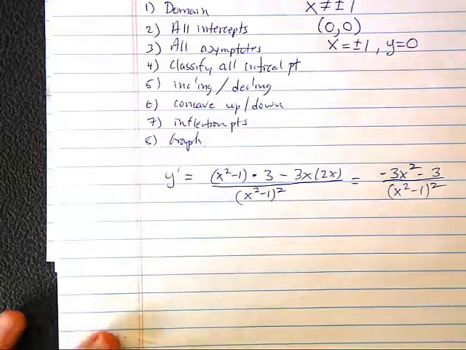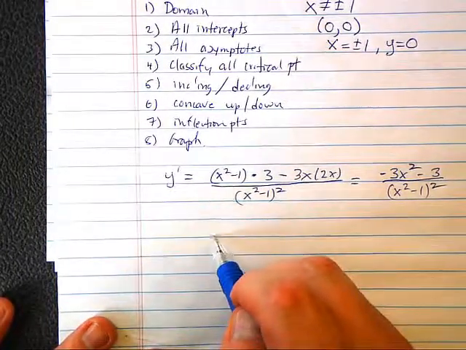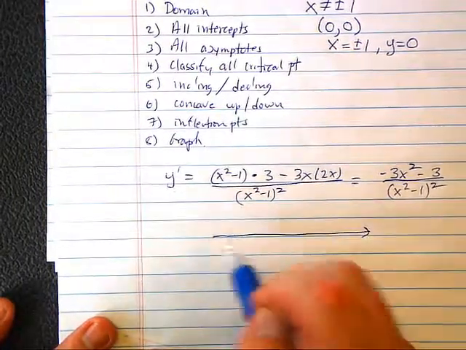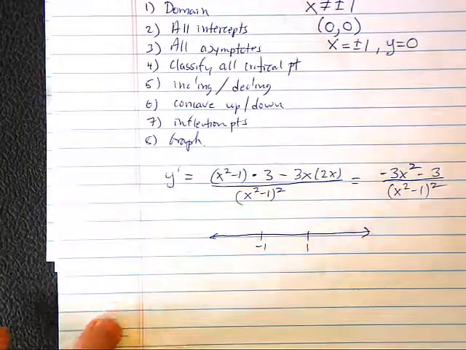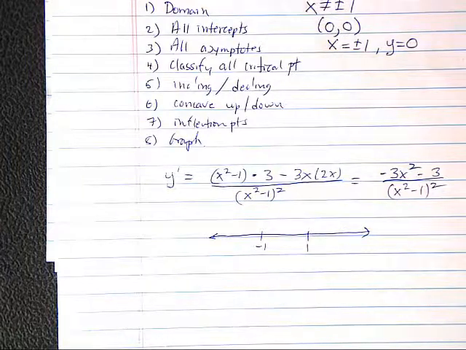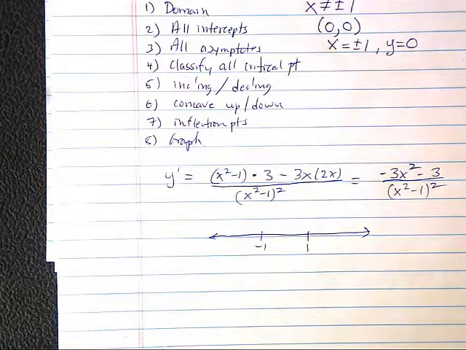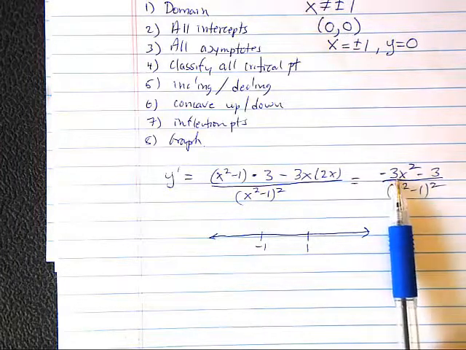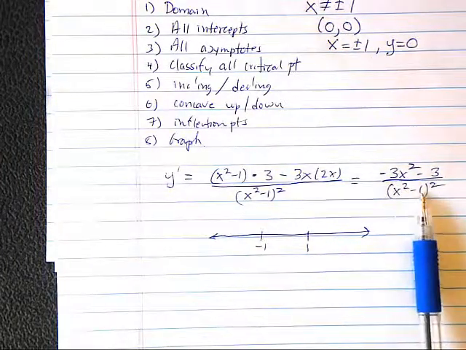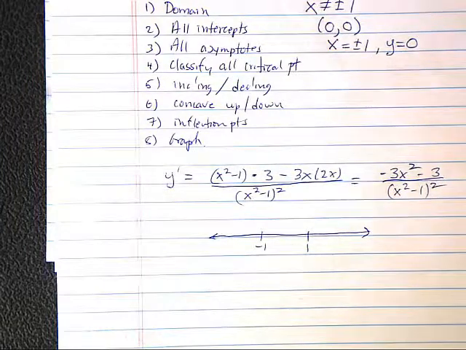So I go to draw my number line. And I definitely know I want to mark negative 1 and positive 1 on my number line. Why do I want to mark negative 1 and positive 1 on my number line? That's where the derivative is undefined. And I also want to mark any points where the derivative equals 0. Where does the derivative equal 0? At 0? No, definitely not at 0. If I plug 0 in, I get negative 3 over 1. What's that? No real numbers.